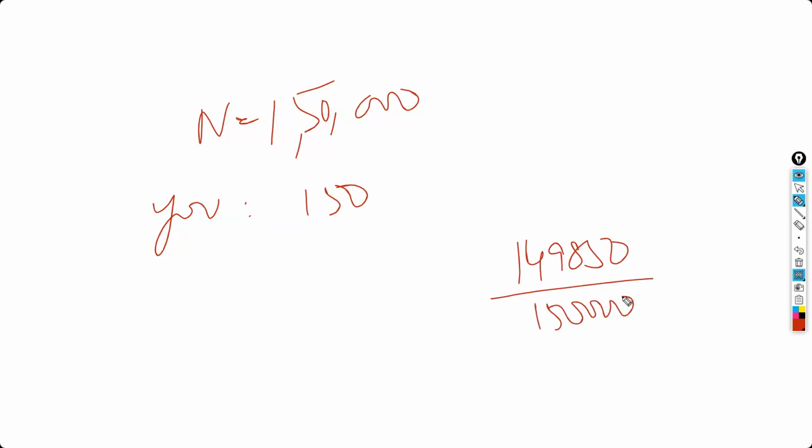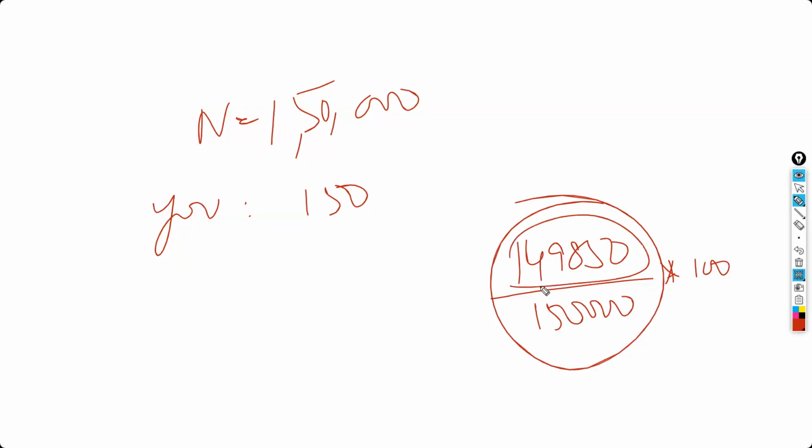Is the point clear? How much percentage of data is below you? How to calculate percentage, I have already told you: divide by total, into 100. This gives the percentage. But here, what we have to calculate is a percentage in terms of how many data points are below you. The numerator is the number of data points below you.